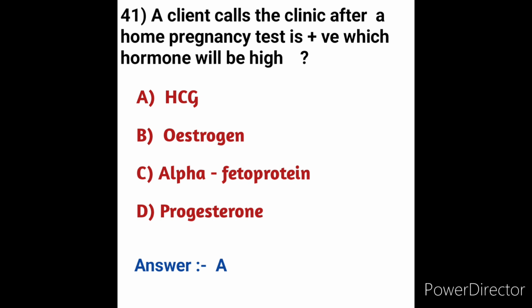HCG is the biological marker on which pregnancy tests are based. It is a hormone produced only during pregnancy, made by the developing placenta. HCG levels rise rapidly in blood and urine during the first trimester of pregnancy. Here the client calls the clinic after a home pregnancy test is positive. The hormone that is high is option A, HCG. Next, move on to question number 42.